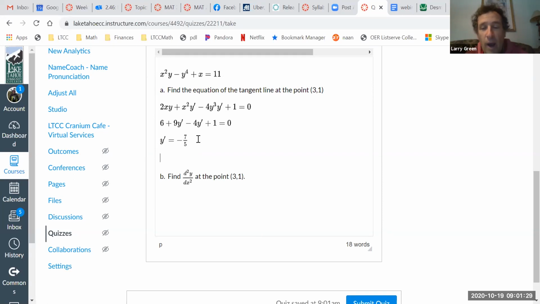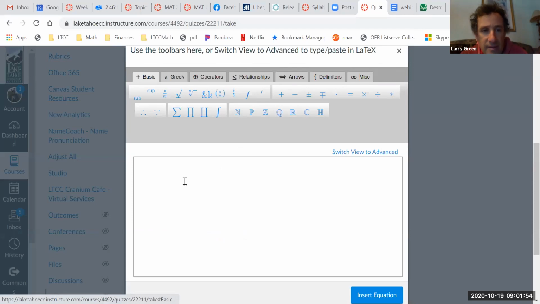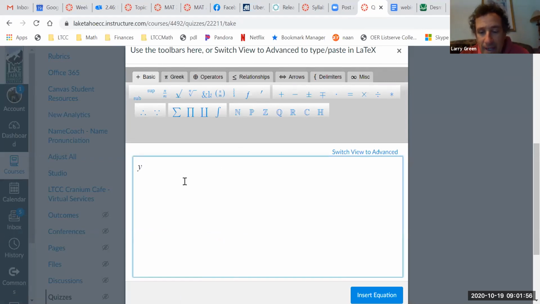Okay, now y prime is the derivative geometrically. What is it? Very important. The slope. Yes, the slope of the tangent line. So we now have the slope and the point, and then it's beginning algebra to find the equation of a line given a slope and a point. So let's do that. We have (3, 1), and we have negative 7/5. So what we can say is that y minus 1 equals negative 7/5 times x minus 3.